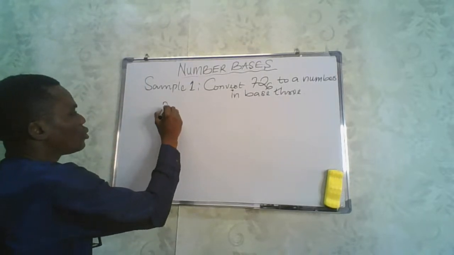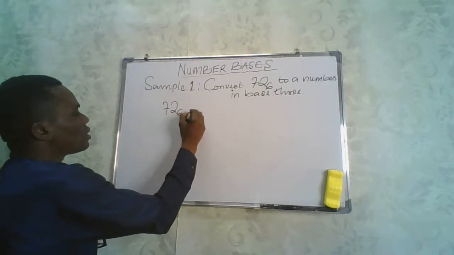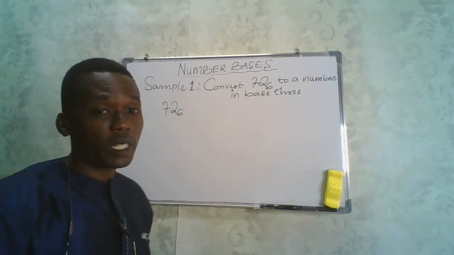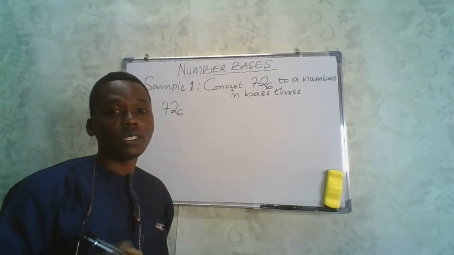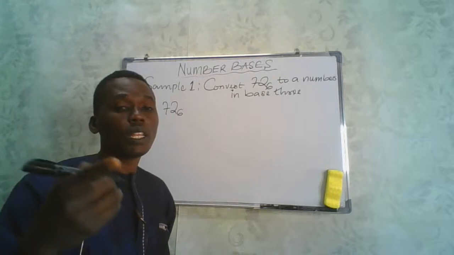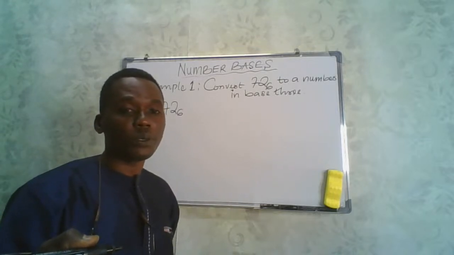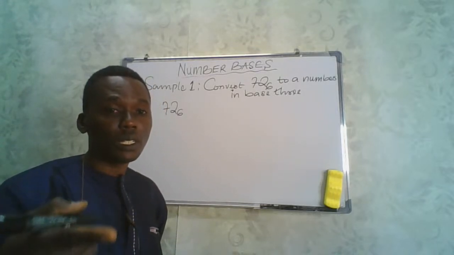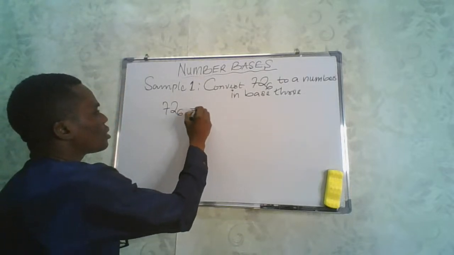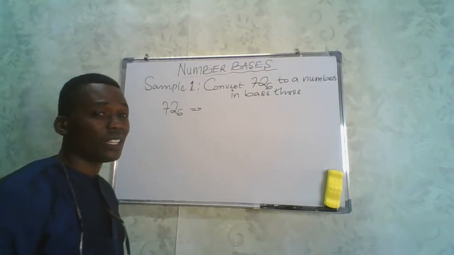We have 72 in base 6. We want to convert it to base 10. Now, remember, when you are converting from other bases to base 10, all you need to do is either use the power expansion method or use the successive multiplication method. And I told you that the successive multiplication method is faster.